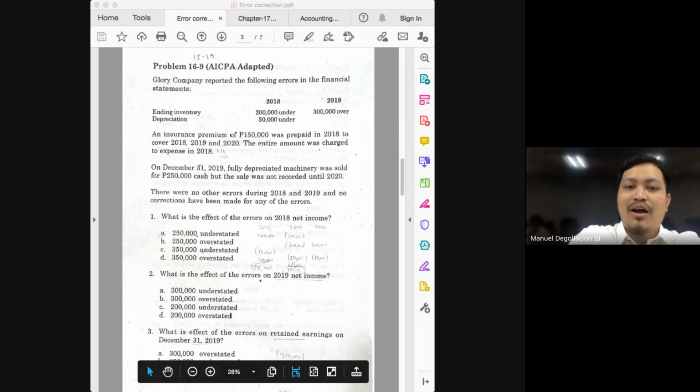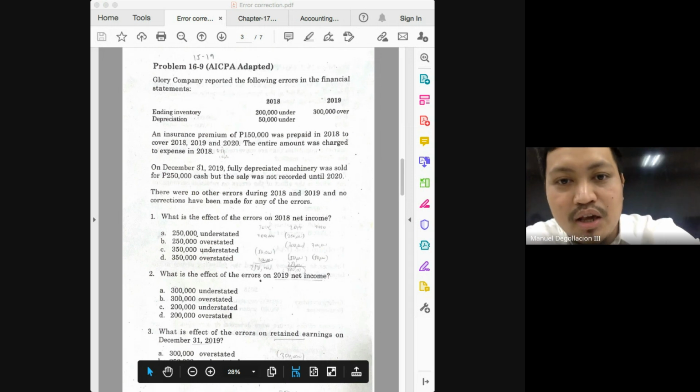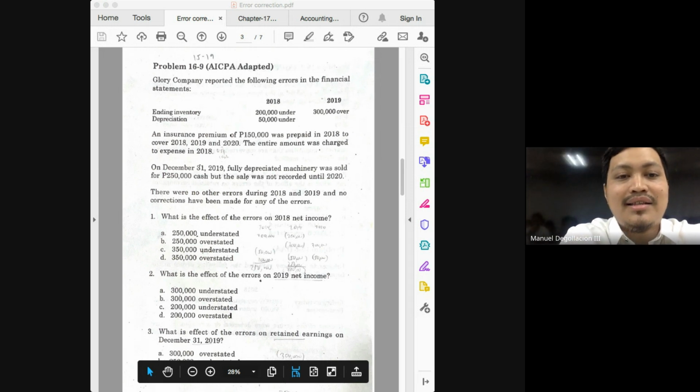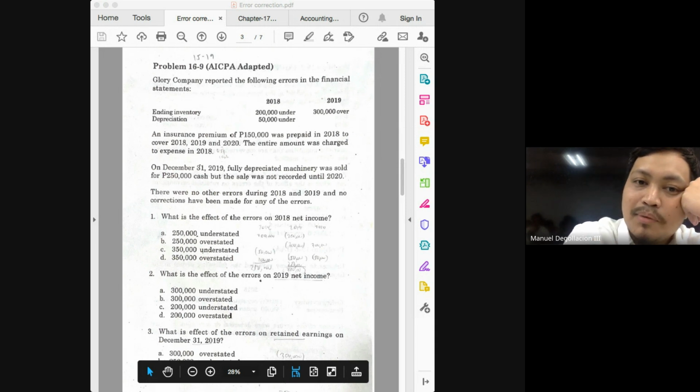So again, aside from the ending inventory in 2019 being overstated by 300, at the same time, the beginning inventory is also understated. But please do not think that the analysis will be the same, because in your computation of your cost of goods sold, the place for your ending inventory is not the same place for your beginning inventory. So we go back. How do we solve for cost of goods sold? Beginning inventory plus net purchases will give you your tigas, minus ending will give you your cost of goods sold.